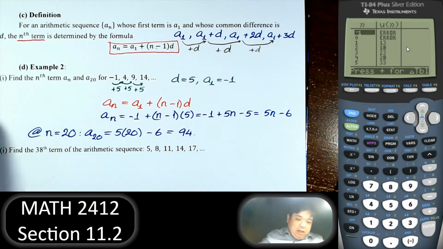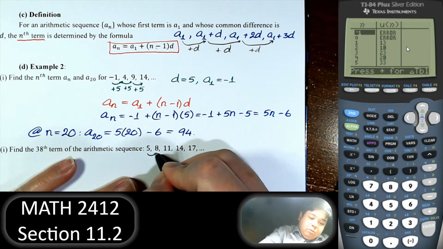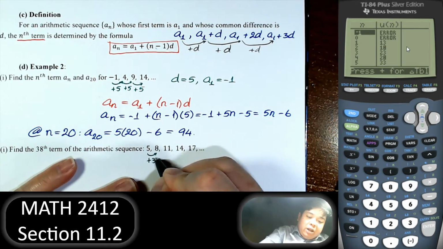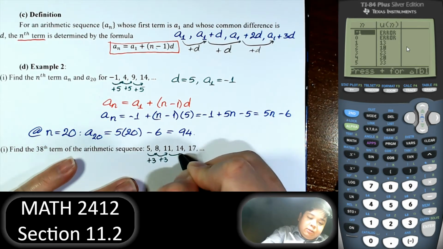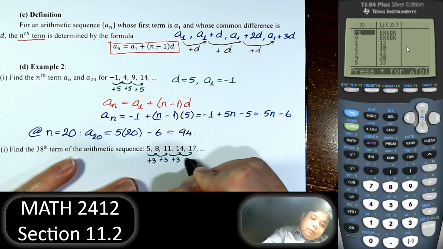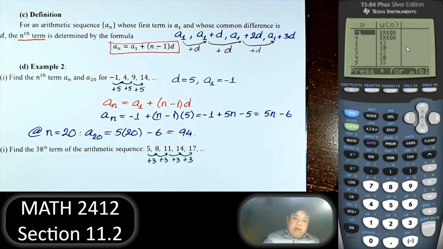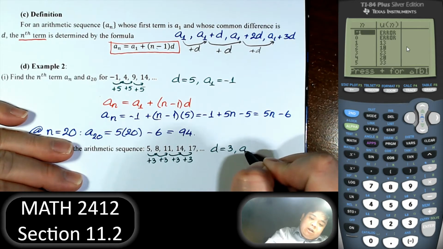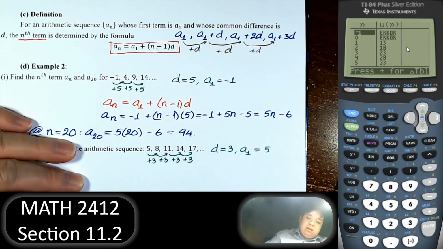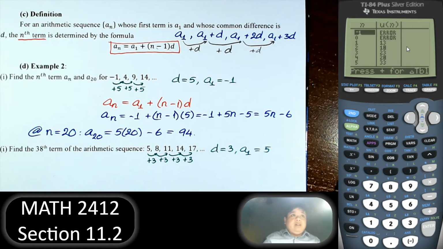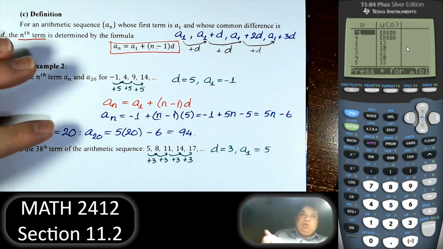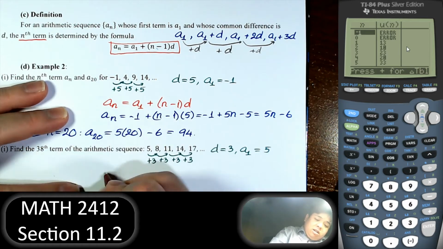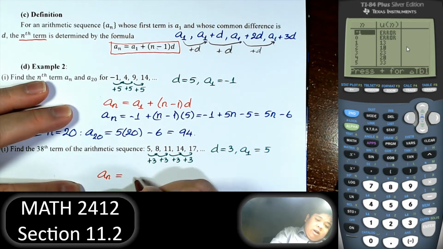Next, we have a sequence. To get from this term to the next, we need to add 3 to it. And so we have the common difference is 3, and the first term is 5. Of course, we have the 38th term. We start from the first term and add 37 steps to go from the first to the 38th. But I'll just find the formula for a sub n first.